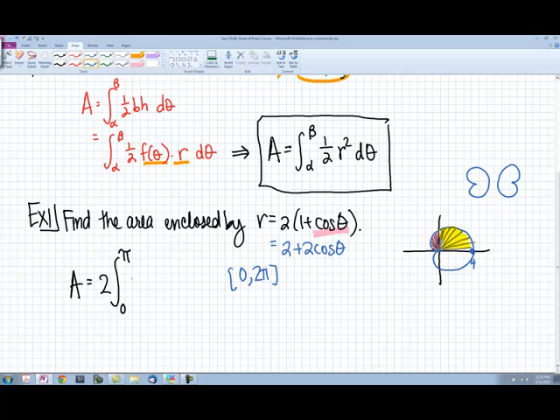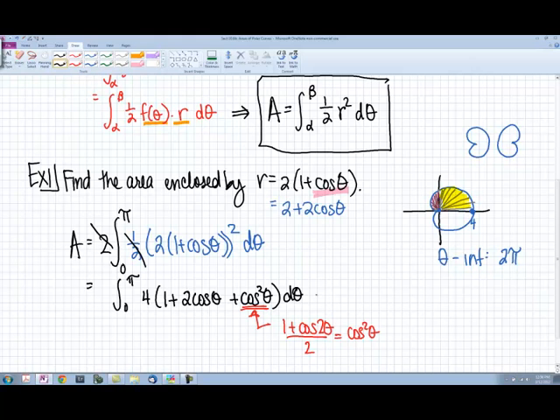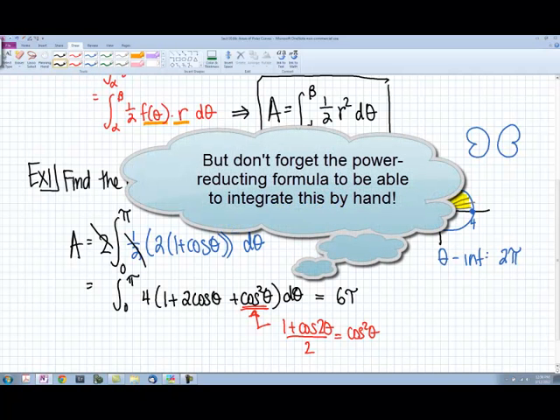And we're now going to plug in our 1/2 r squared d theta. So that is 1/2 r squared. So 2 times 1 plus cosine theta squared d theta. So simplifying this a little bit will give me the integral from 0 to pi of 4 times 1 plus 2 cosine theta plus cosine squared theta d theta. I'm not going to deal with the integration right now. I'm going to go ahead and just tell you that your answer is supposed to be 6 pi square units.